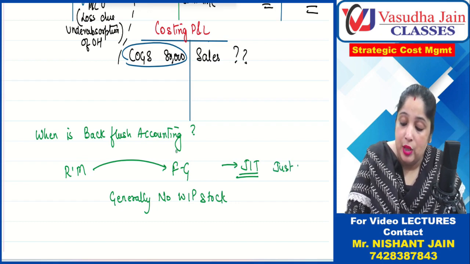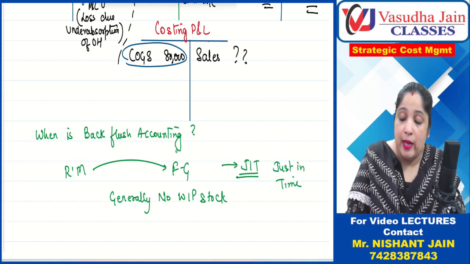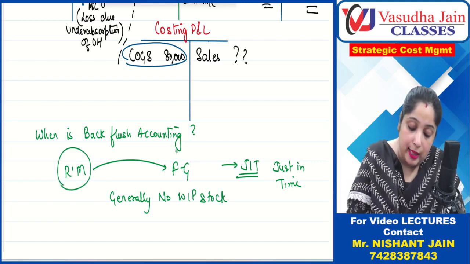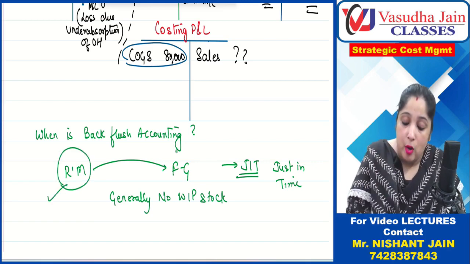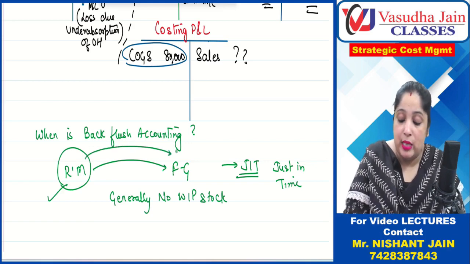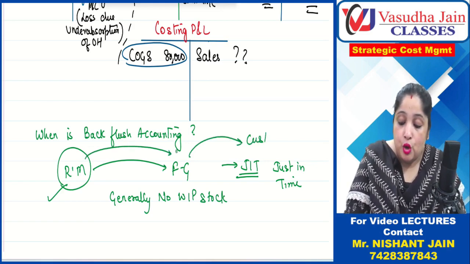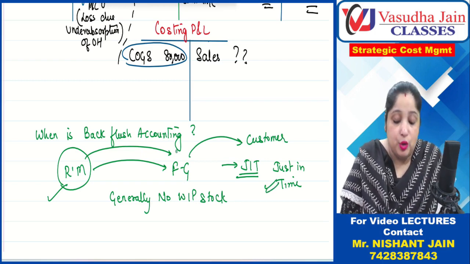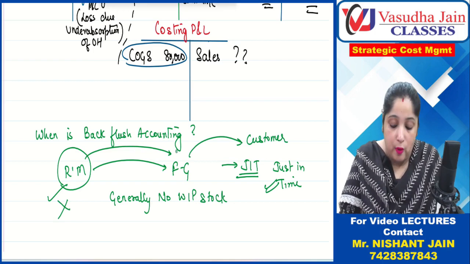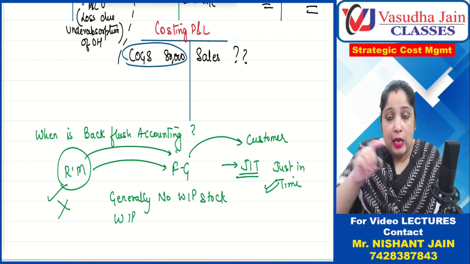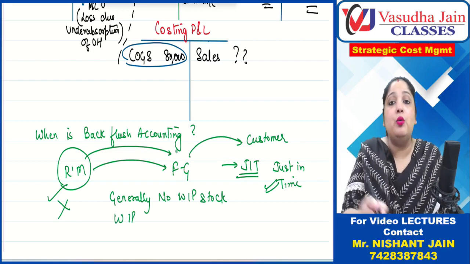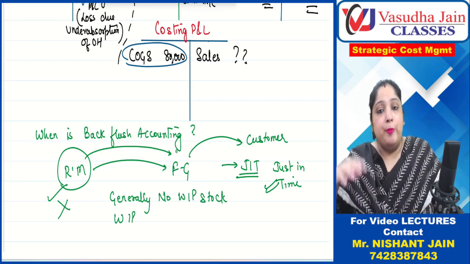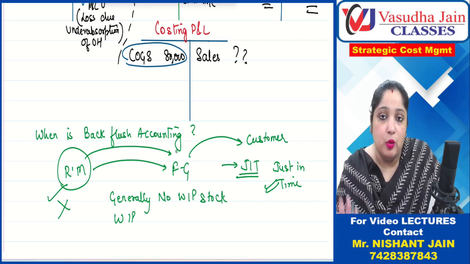Just in time means that when the customer gives you an order, you go to market, buy raw material and immediately convert it into finished goods and supply it to the customer. So under the just in time process, you do not keep a lot of stock of raw material or work in progress. When the customer places an order, then just in time, at the same time, you buy the raw material stock, process it, and deliver it to the customer.